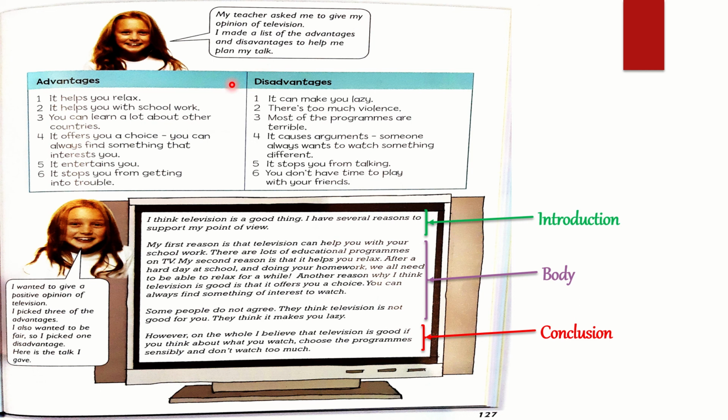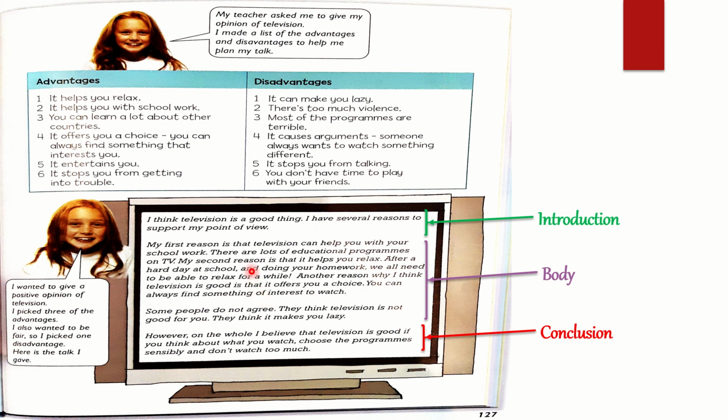Because you cannot say that you're against or in favor unless you have advantages and disadvantages in your hand. So, first step, always advantages and disadvantages. After you list them, second step, you build up an introduction, stating your opinion in it. I think television is a good thing. I have several reasons to support my point of view. See, it's a small introduction, a line and a half. And the body is two paragraphs.